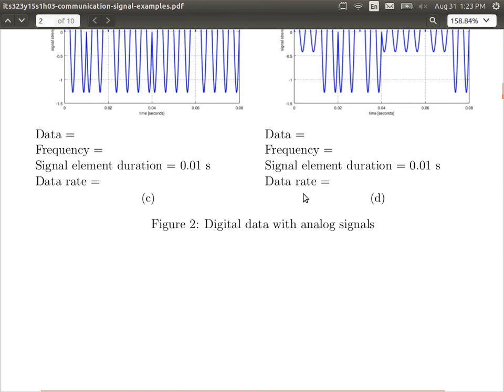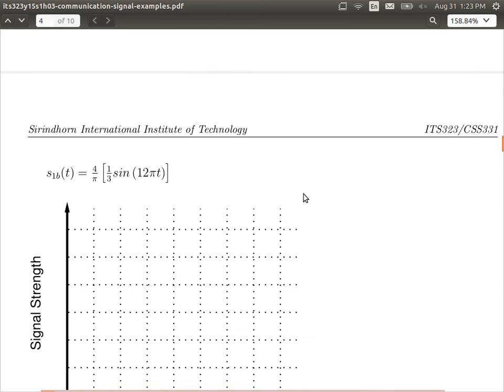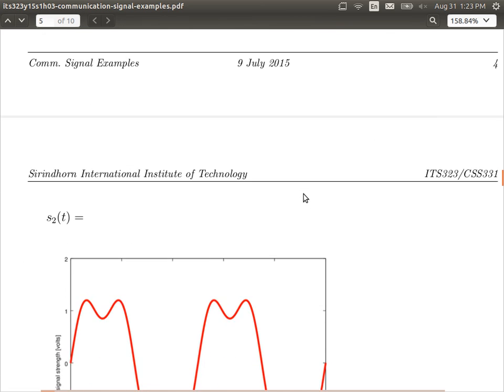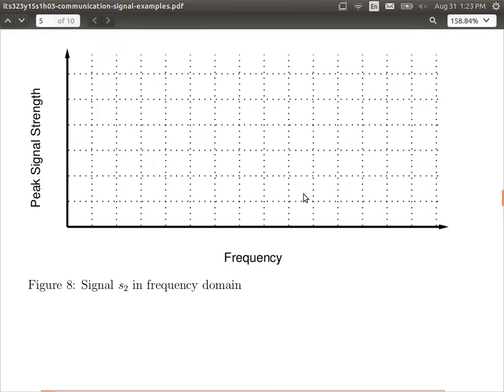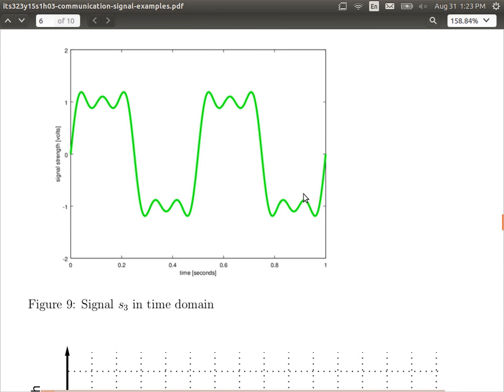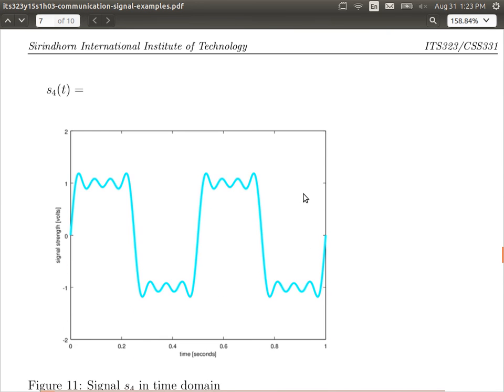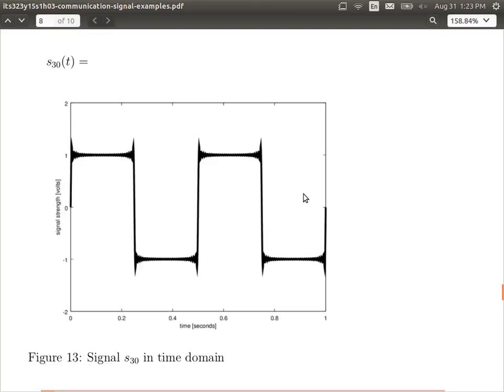Remember, we started with a single sine wave and then we added two components together to get the red one. Then for signal three, we added a third component to get this green one. And we kept going and we ended up with four components and then an example with 30 components. And we got almost a square wave.